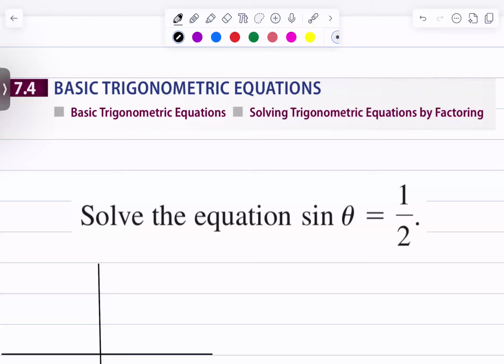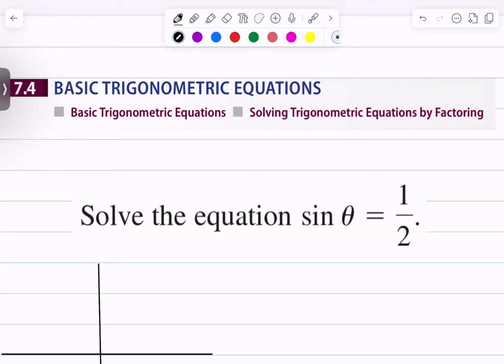All right, welcome everybody. This is 7.4 on basic trigonometric equations. So what you need in this section is your basic algebra skills, know how to solve a basic algebraic equation, factoring, and the unit circle. That's all you need, okay?